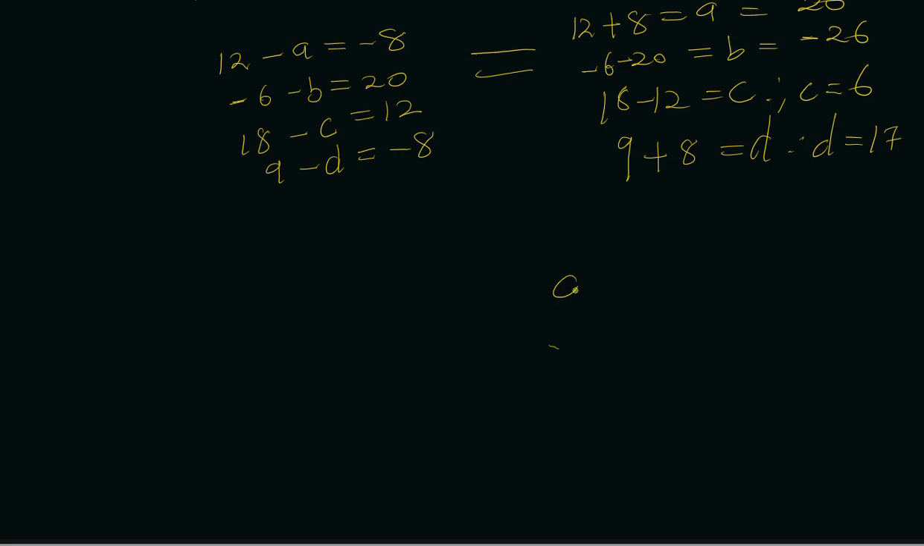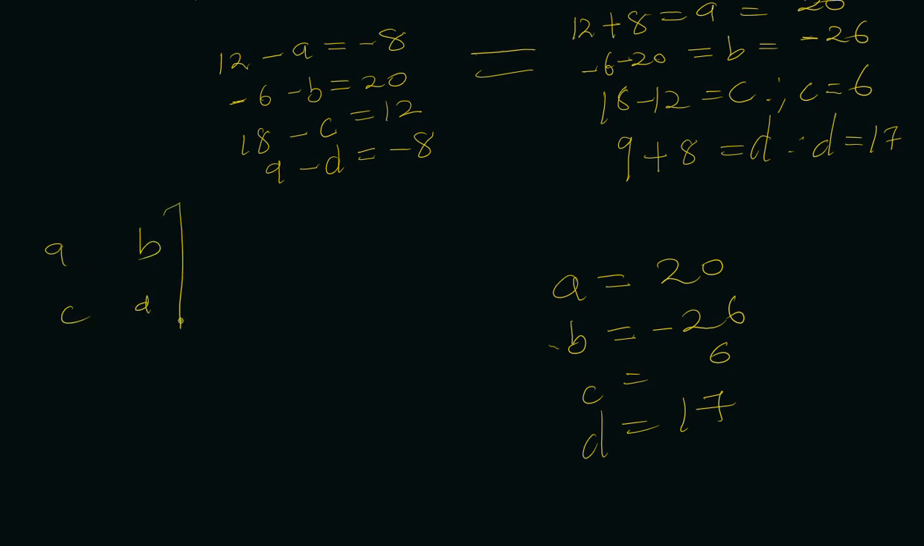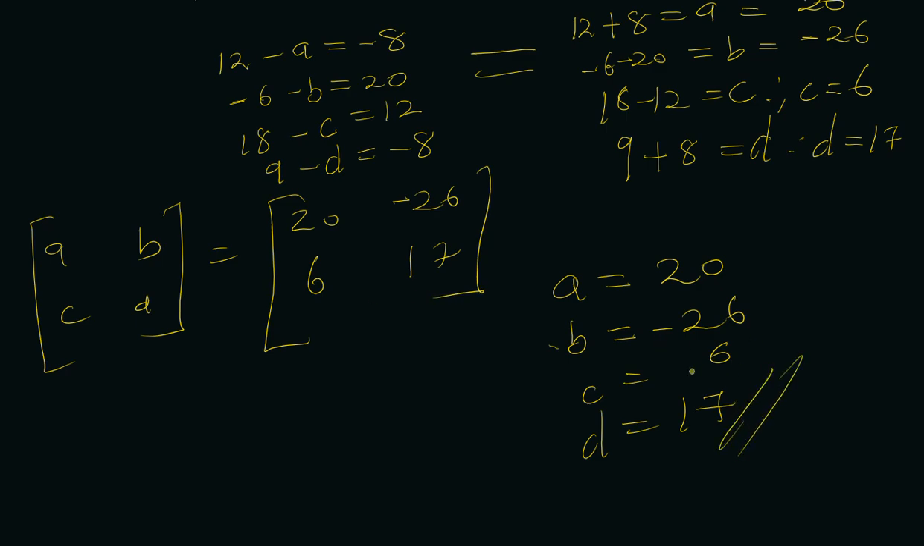So what is the value for A, B, C, and D? A is equal to 20, B is equal to minus 26, C is equal to 6, and D is equal to 17. So I can say A, B, C, D is equal to 20, minus 26, 6, and 17. So this is done. Are you seeing that now?